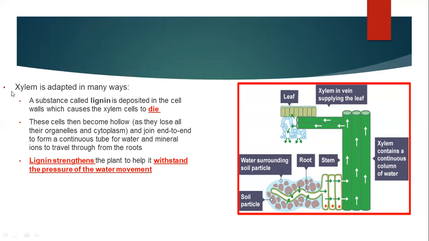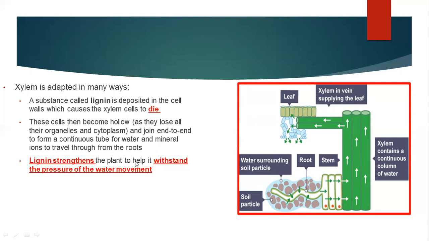That's how the xylem, if you are asked about the adaptation of xylem, this is the adaptation. The cells lose cell organelles and cytoplasm, and the cells attach to each other end to end, making a hollow tube through which the water and the minerals will travel from the roots to leaves. And in addition, a substance called lignin is deposited in the cell wall, causing the xylem cell to die, and this xylem cell will become hard.